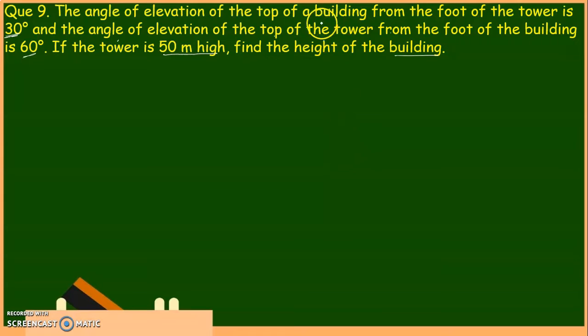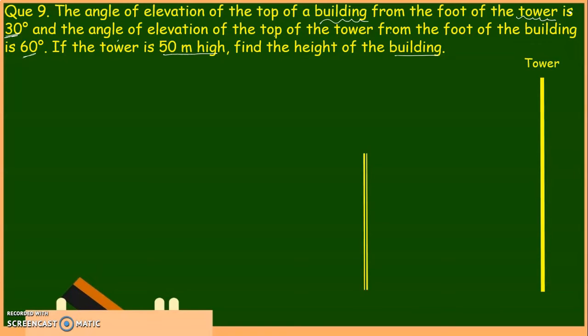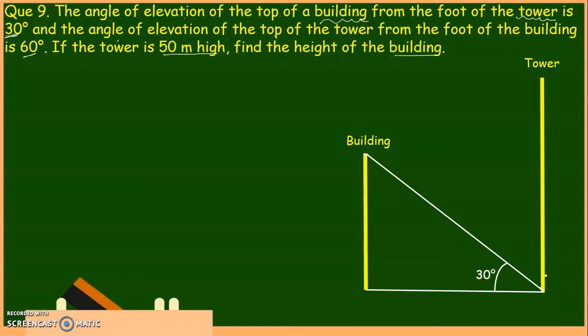Here we have a building and a tower. Let's say this is the tower and this is the building. Now the first line, it is given angle of elevation of the top of the building from the foot of the tower. Means this angle will be equal to 30 degree.